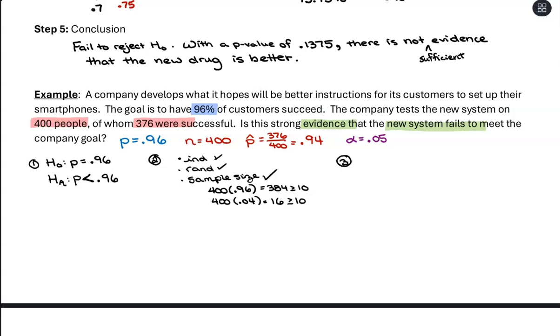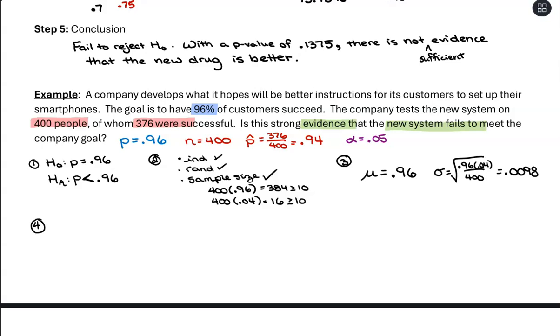Next up, I'm going to set up the parameters for the sampling distribution. I'm going to skip over the test statistic since they didn't explicitly ask for it. Okay, the mean is our population proportion that we have in our hypothesis of 0.96. And then for the standard deviation, we'll go square root of 0.96 times 0.04 over our sample size of 400. And that's going to be a 0.0098.